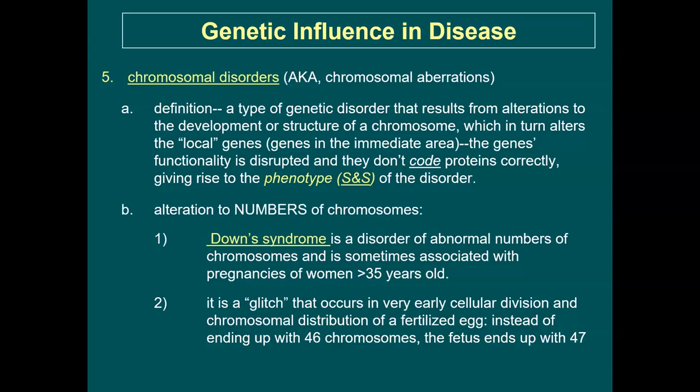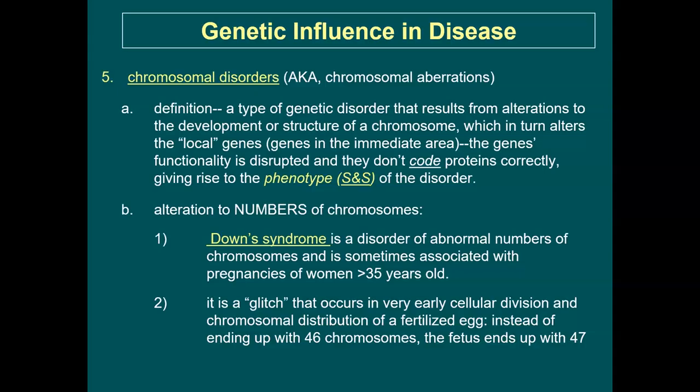And probably the most common disorder or syndrome is Down syndrome, and it's a disorder of abnormal numbers of chromosomes, and it's usually associated with pregnancies of women who are older than 35 years. Now, there is always a risk of Down syndrome, but the risk ratio goes up markedly for women who are older than 35 years.